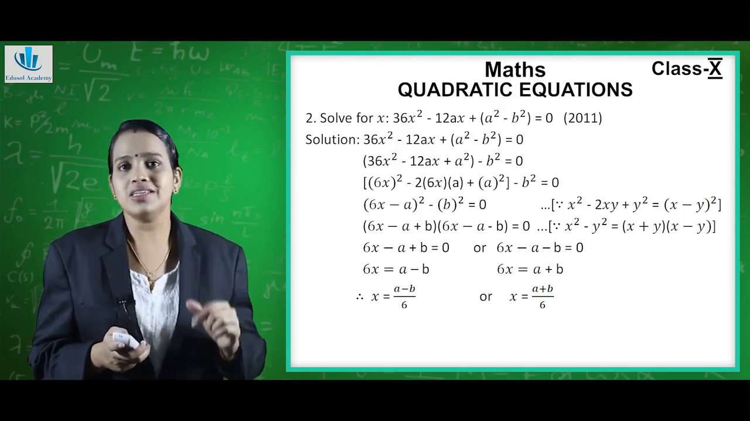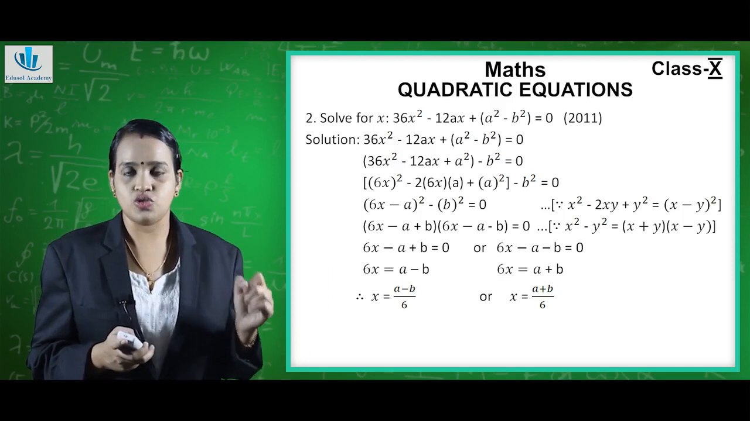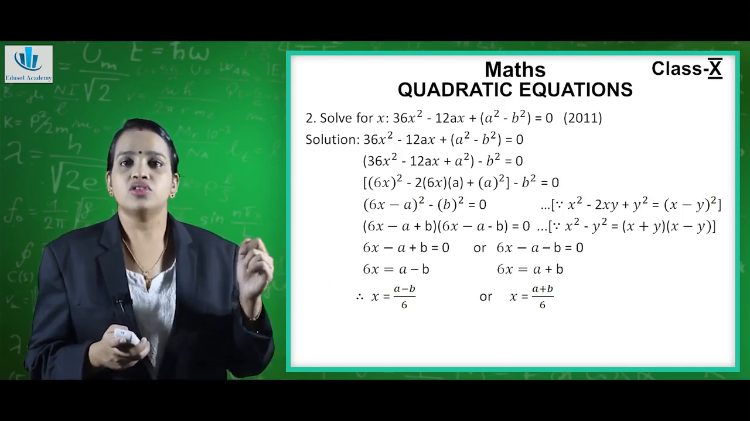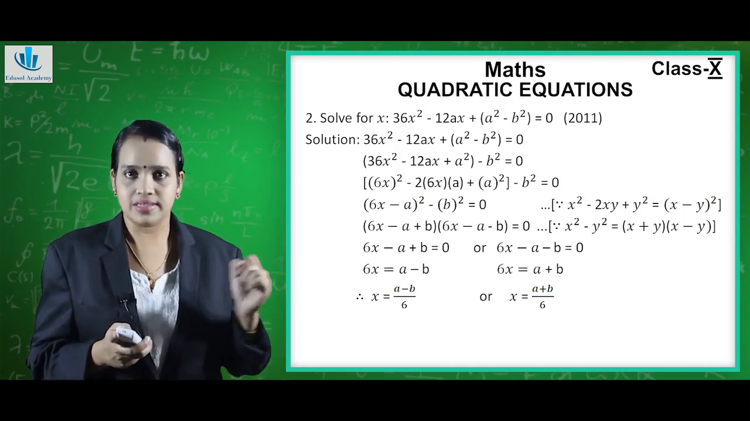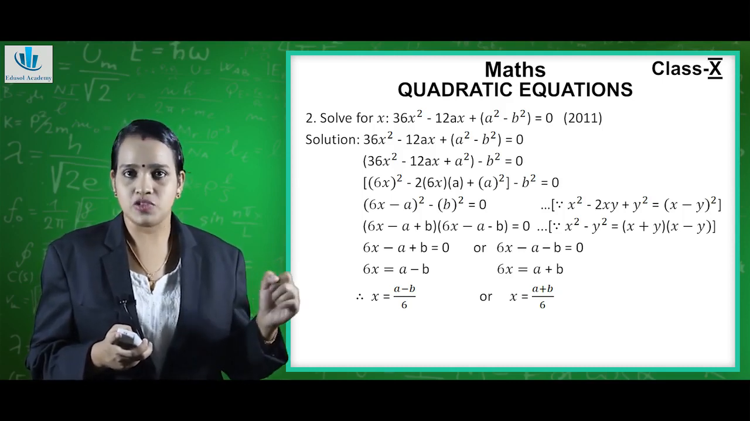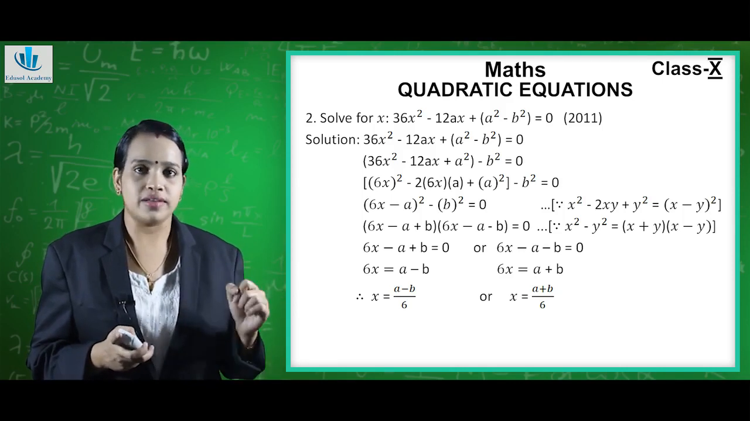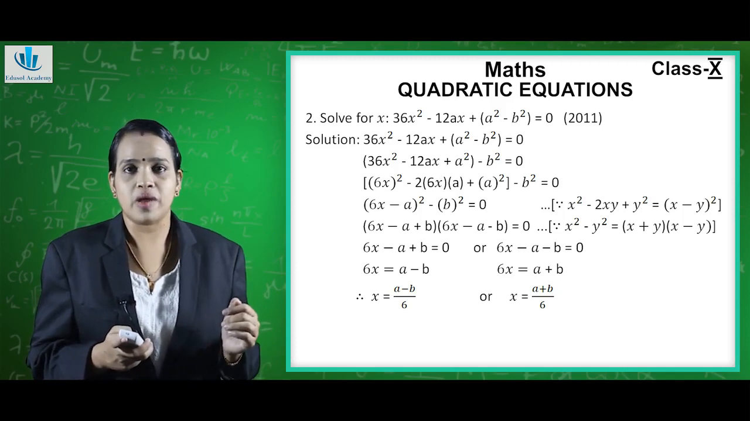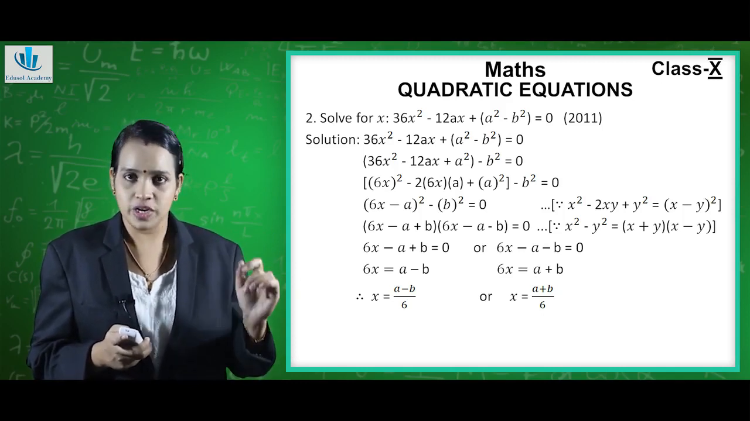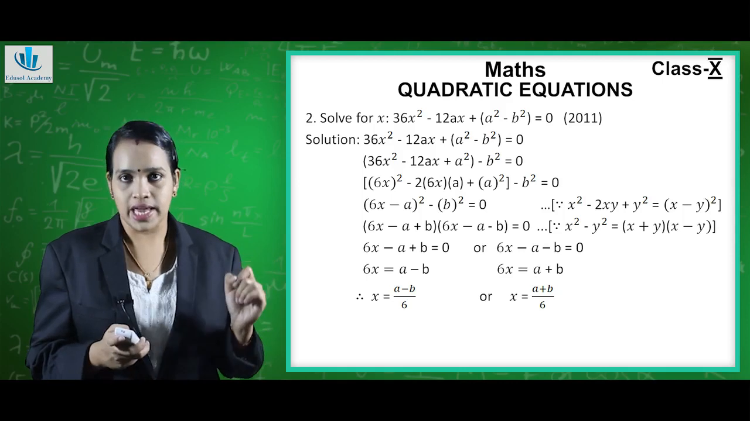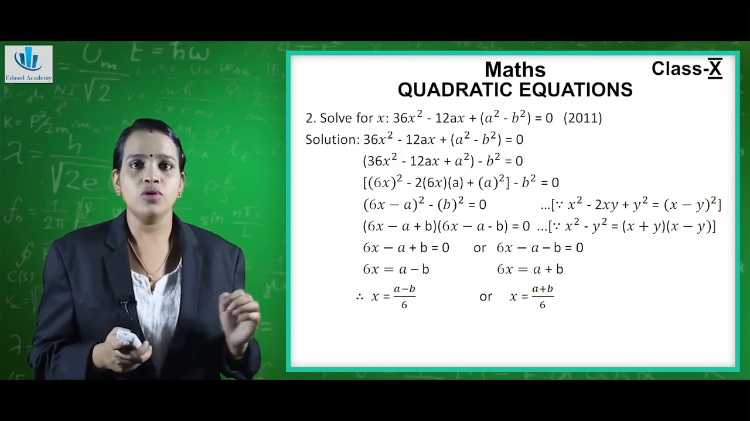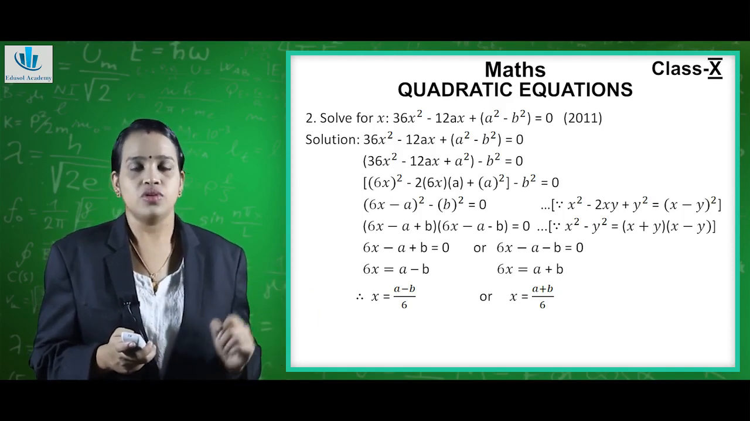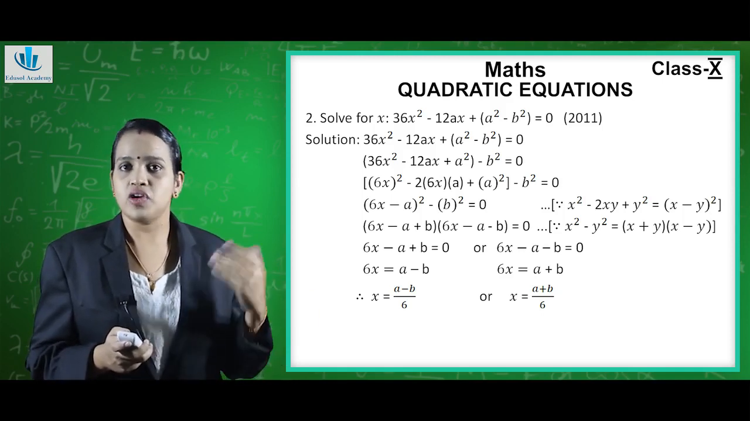So we can say that (6x − a)² − b² = 0. Now this equation is in the form of a² − b², which is nothing but (a + b)(a − b). So we can write it as (6x − a + b)(6x − a − b) = 0. Now we can separate both the brackets with 0. So it becomes 6x − a + b = 0, or 6x − a − b = 0.